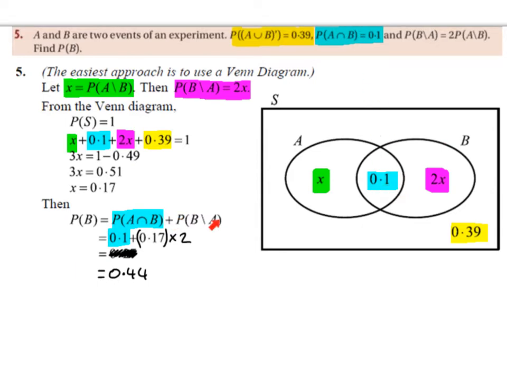And the probability of B less A is 2X. And we know that X is 0.17. So 0.17 multiplied by 2, adding on the 0.1 gives us 0.44. So the probability of B is 0.44. And that's what we were asked to find.